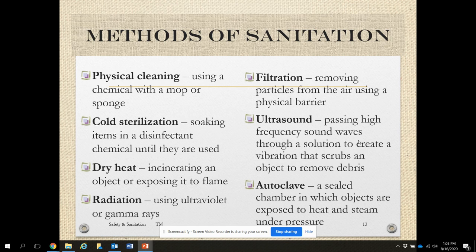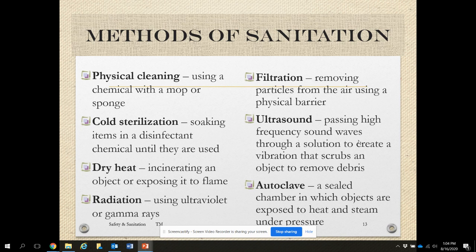Methods of sanitation, we're almost there. Physical cleaning, using a chemical with a mop or a sponge to clean something. Cold sterilization can be soaking an item like a surgical tool, maybe to do a quick suture removal, stored in a disinfectant. Those tools might be stored in a disinfectant, and that's called cold sterilization. You would take them out, rinse them with some sterile saline, and then use them to do a suture removal.